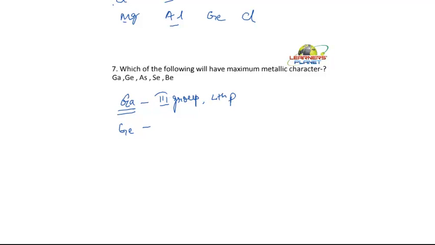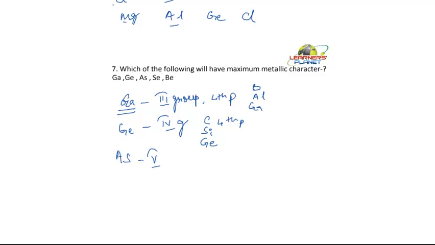Germanium is in the fourth group: carbon, silicon and germanium. This was boron, aluminium, gallium. So it is again what? Second, third, fourth. Fourth period.